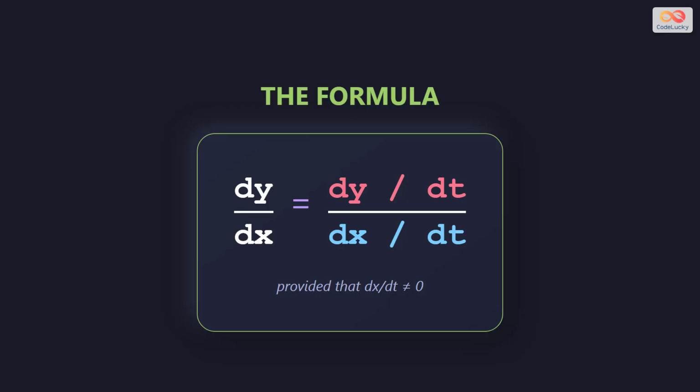This gives us our fundamental formula for today. To find dy/dx, simply take the derivative of y with respect to t and divide it by the derivative of x with respect to t. It is a very elegant and easy to remember rule. Just remember that the derivative of x with respect to t cannot be 0, because we cannot divide by 0.